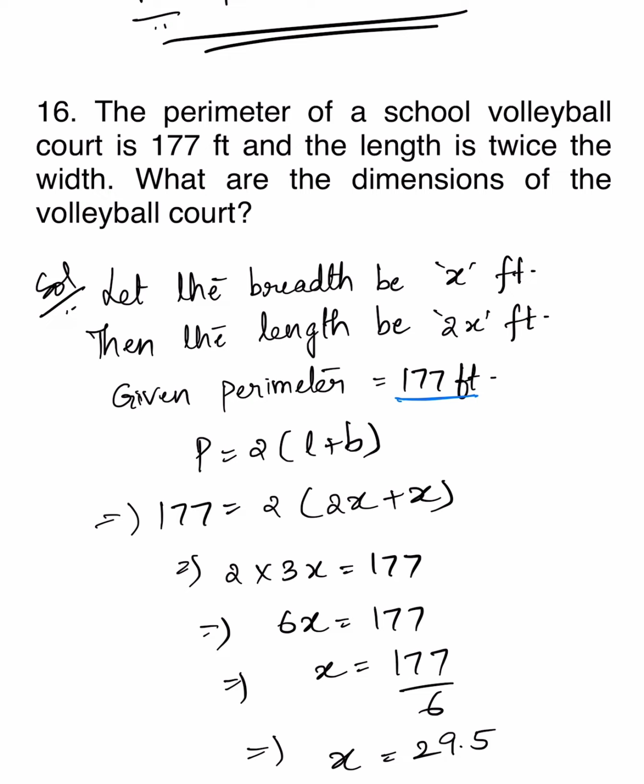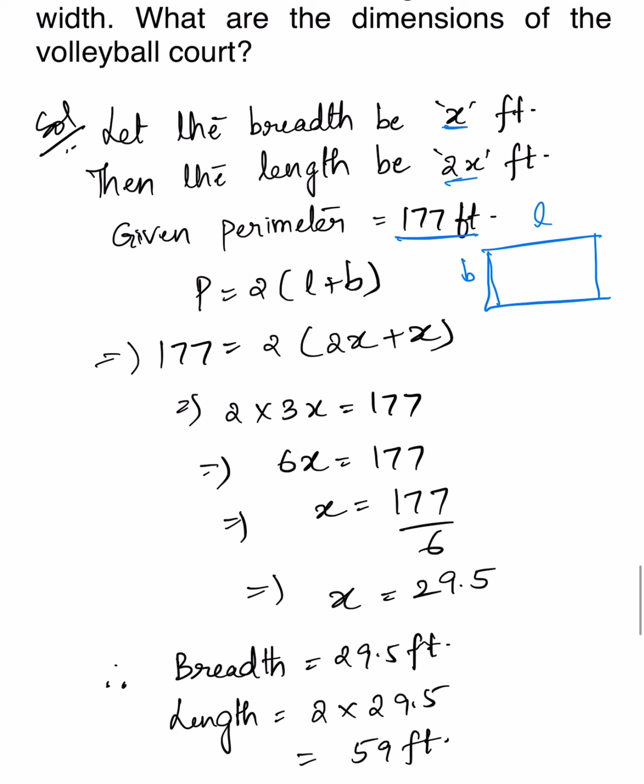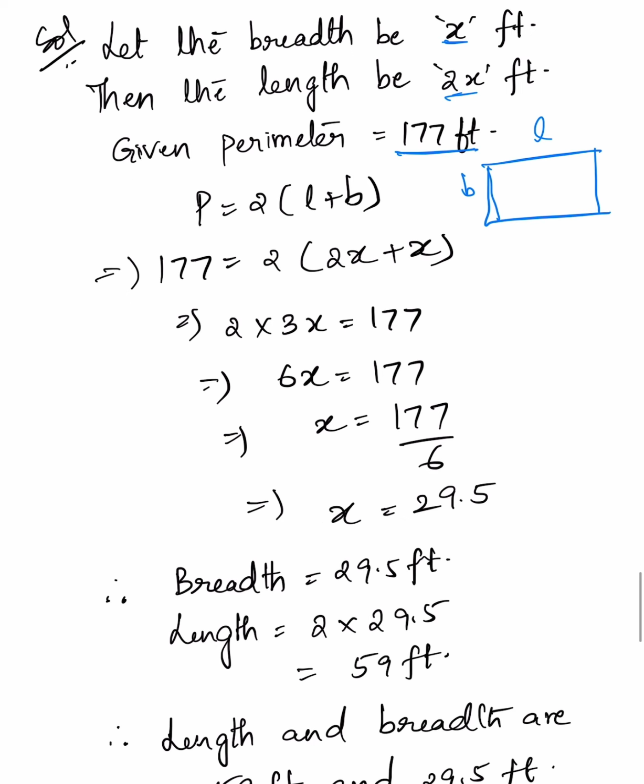So the perimeter of a rectangle. What's the perimeter of a rectangle? With length L and breadth B, it is 2 into L plus B. So 177 is equal to 2 into 2x plus x. That is 2 into 3x is 177. 6x is 177. x is 177 by 6, that is 29.5.